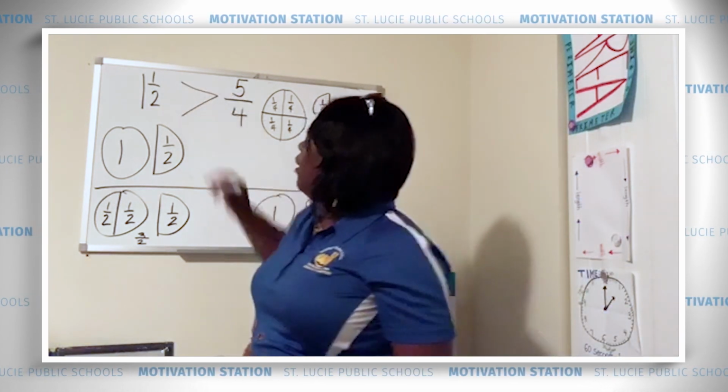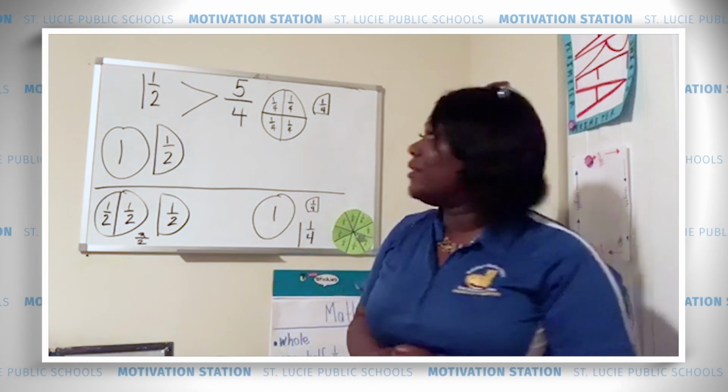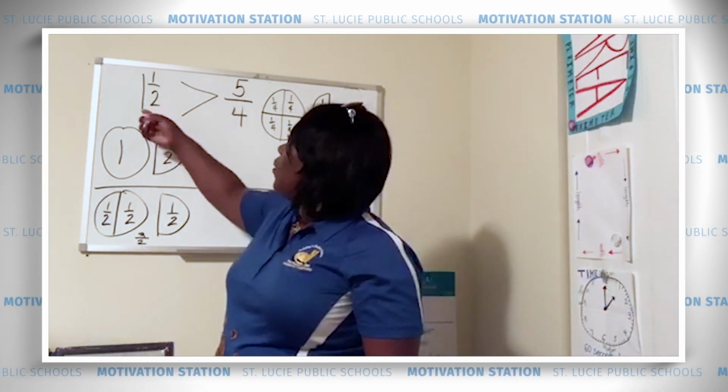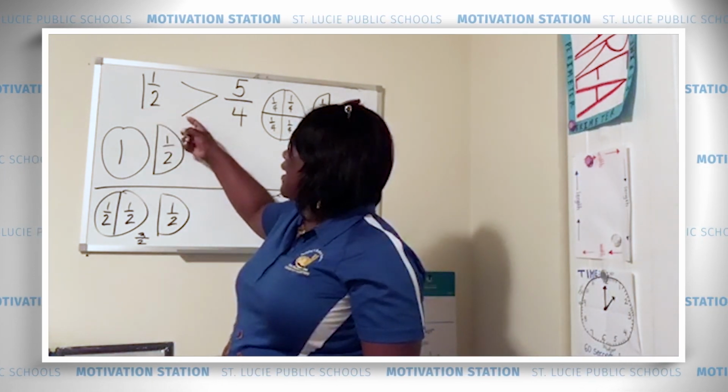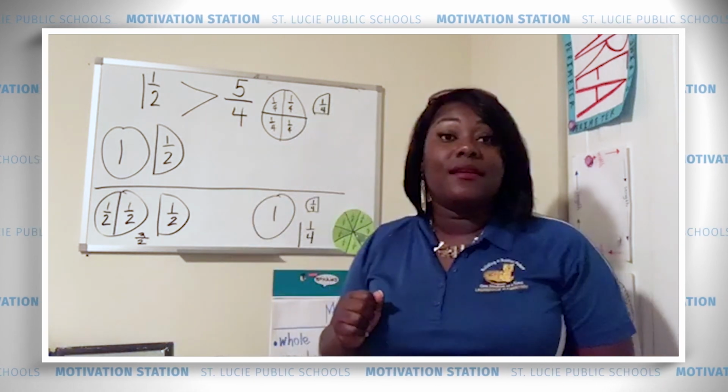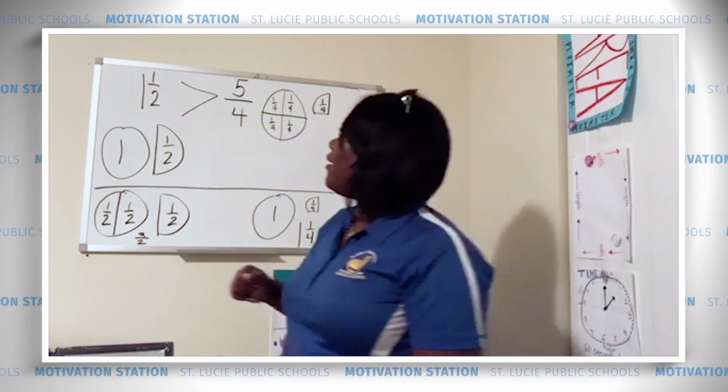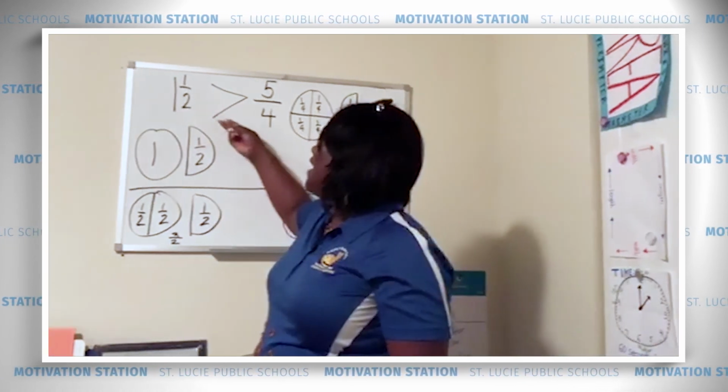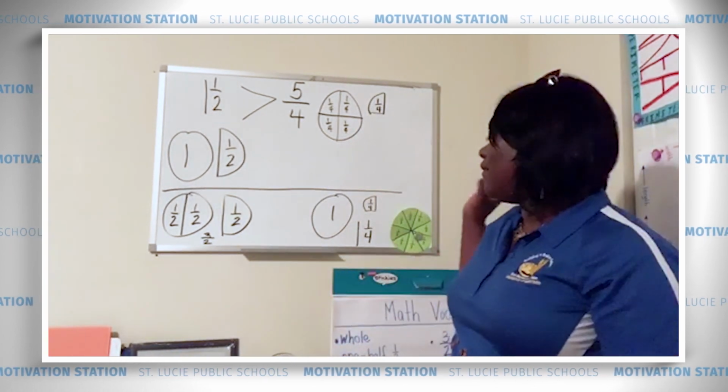Chomp, chomp. All right, let's read this. I'll go first. 1.5 is greater than 5/4. Now let's read it together. 1.5 is greater than 5/4.